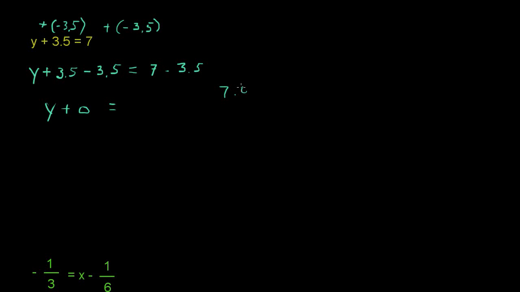And we get y plus 0. Then over here, let's figure out what 7 minus 3.5 is. We'll need to borrow, make this a 6, bring over a 10, and we get 3.5. So on the right side of the equation, we get 3.5, and y plus 0 is just y, so y equals 3.5. We see the solution to the simple equation is 3.5, and let's check to see if that is truly a solution of our original equation.